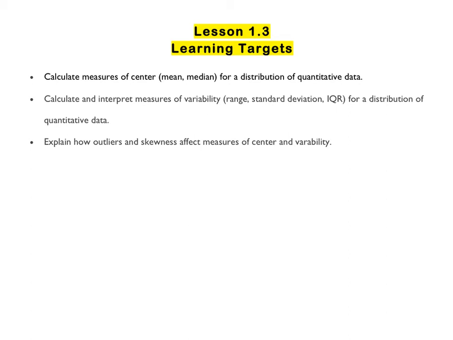Hello, AP Statistics students. We're going to be describing quantitative data with numbers. Our learning targets include: calculate measures of center, like mean and median, for a distribution of quantitative data; calculate and interpret measures of variability, such as the range, standard deviation, and IQR, for a distribution of quantitative data; and explain how outliers and skewness affect measures of center and variability.